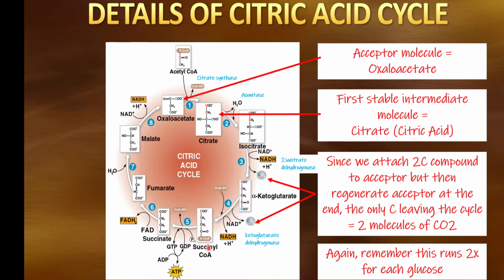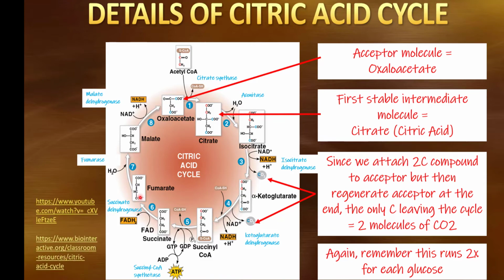Going from succinyl-CoA over to succinate, we have succinyl-CoA synthetase. Going from succinate to fumarate, we have succinate dehydrogenase. Then going from fumarate up to malate, we have fumarase. And then going from malate over to oxaloacetate, we have malate dehydrogenase. Let's take a look at some videos that animate this for us.